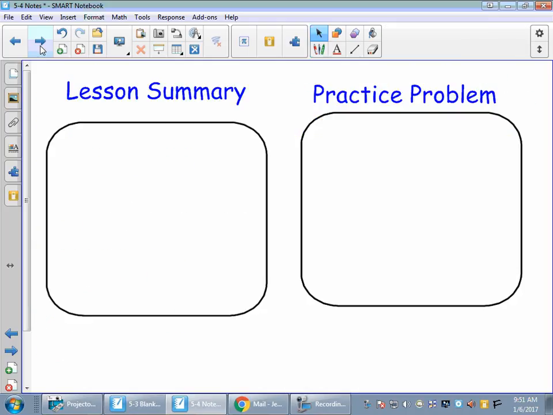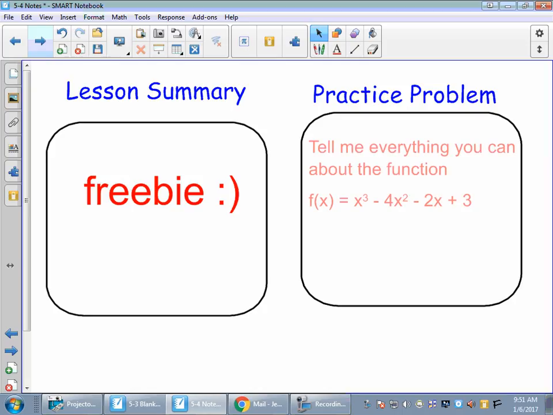What I want you guys to do today for the lesson summary, I believe I give you a freebie here, and then I just want you to do the same thing on this one. Tell me everything you can about the function without graphing it. So you're going to do what we just did on the last slide, all by yourself, get all of that information, and then we'll go from there. All right, good luck.